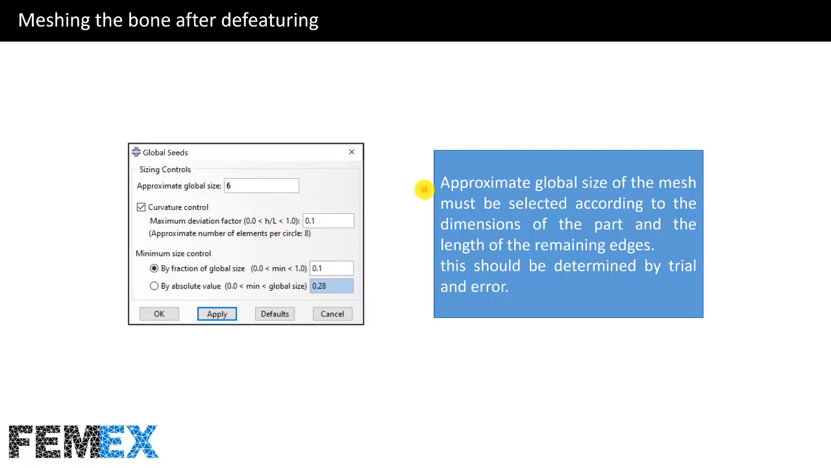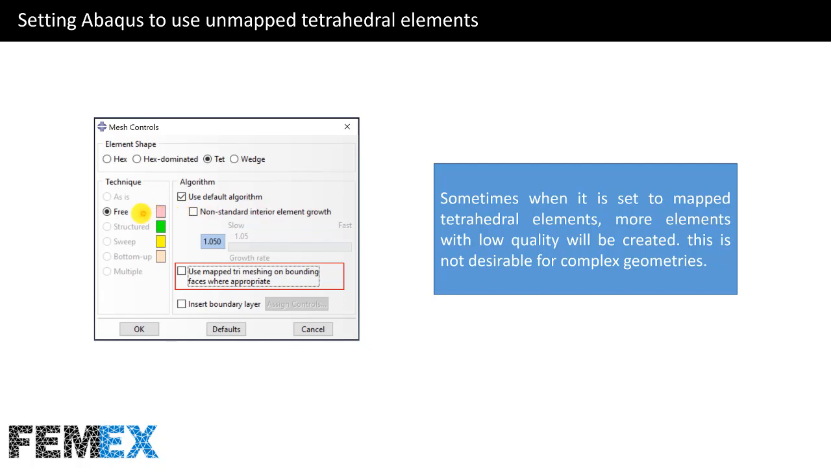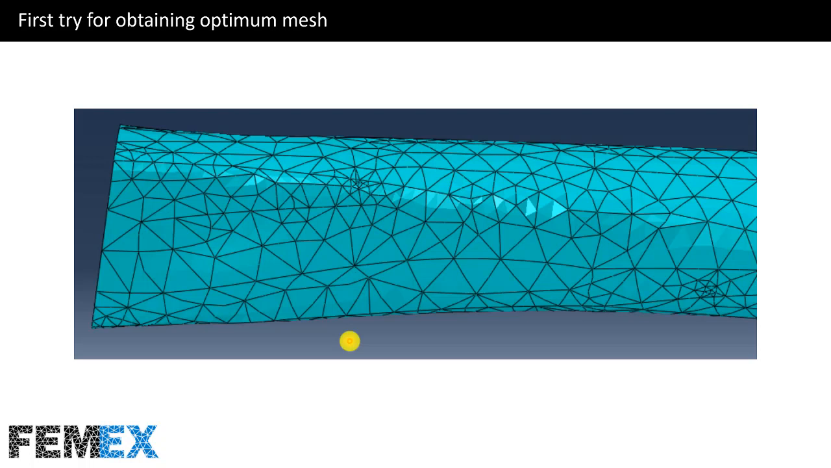Approximate global size of the mesh must be selected according to the dimensions of the part and the length of the remaining edges. This should be determined by trial and error. And I will use the free meshing technique and I will mesh the geometry by using tetrahedral elements. And I will set Abaqus to generate unmapped mesh. Sometimes when it is set to map tetrahedral elements, more elements with low quality will be created. This is not desirable for complex geometries. And this is the result of our first try for generating an optimum mesh.